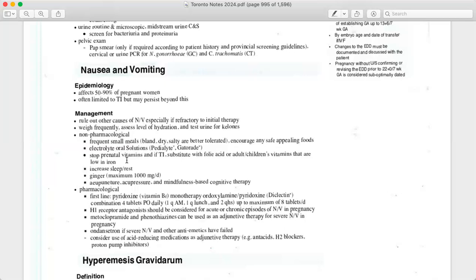Then H1 receptor antagonists should be considered for acute and chronic episodes. Then metoclopramide and phenothiazine, then ondansetron, and then consider the use of acid reducing medications, switching to antacids and H2 blockers. So first thing first, pyridoxine, and after that you are going to start with ondansetron, metoclopramide, or phenothiazine.